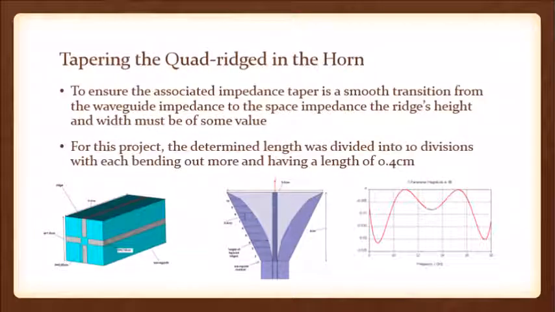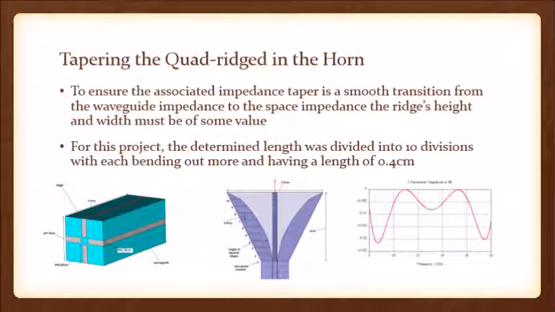Tapering the quadridge in the horn. As mentioned earlier, there is a certain impedance that the waveguide and space have that needs to be matched, so that data can be transmitted and received. And this is where the flared horn comes into play. To have a smooth transition between the waveguide and space, the flare horn needs to be there, and it needs to be of some height and width to have an impedance that would be enough for the waveguide to match the impedance of air.